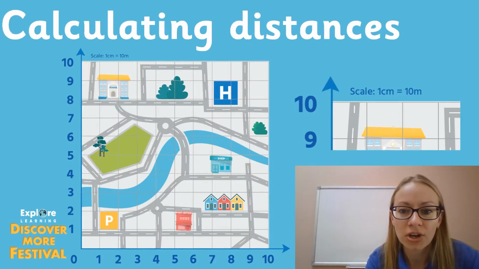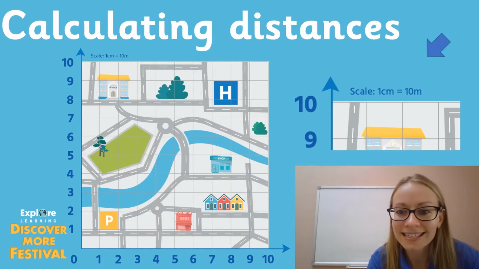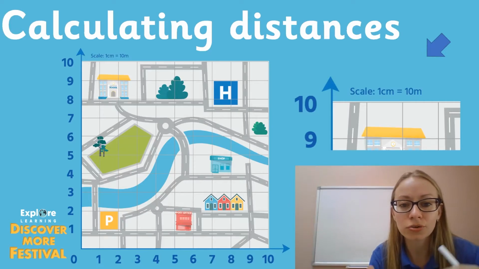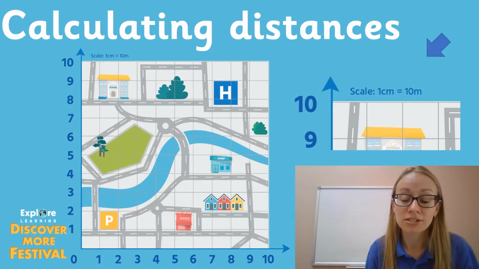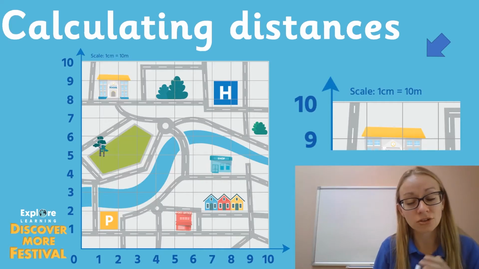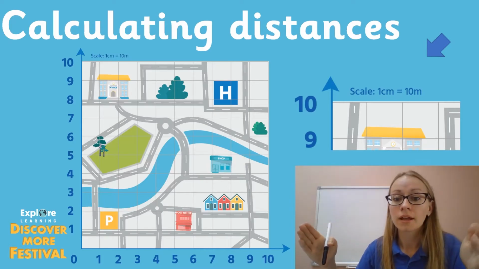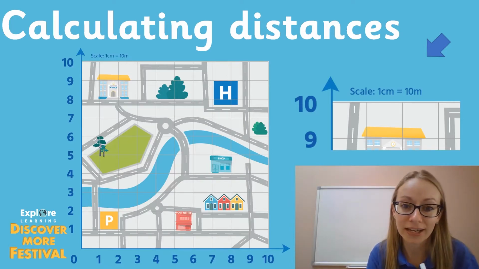Okay, so the scale is used to convert distance on a map to the real distance on the ground, or vice versa. It's the other way around. So when you're creating your own maps, you will consider the distance on the ground and convert it to a smaller distance on the map using a scale.